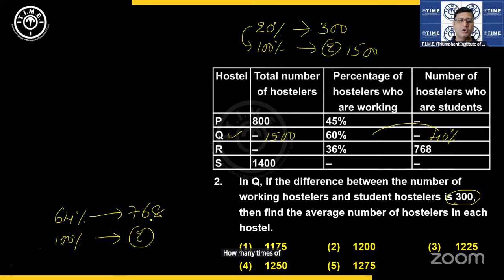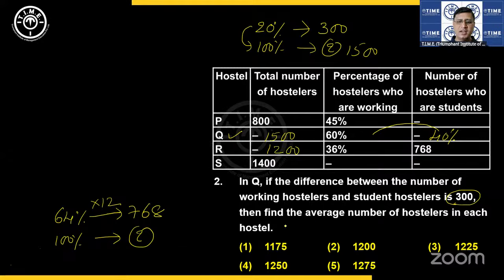64 is equal to 768. 10 times of 64 is equal to 640. 640 and 768, the difference is 128, nothing but 2 times. So here it goes exactly 12 times, which means the value is 1200.